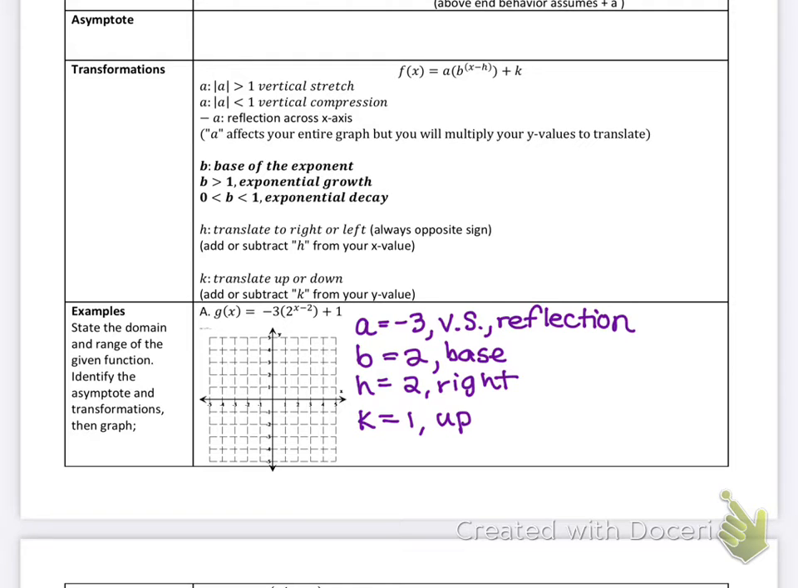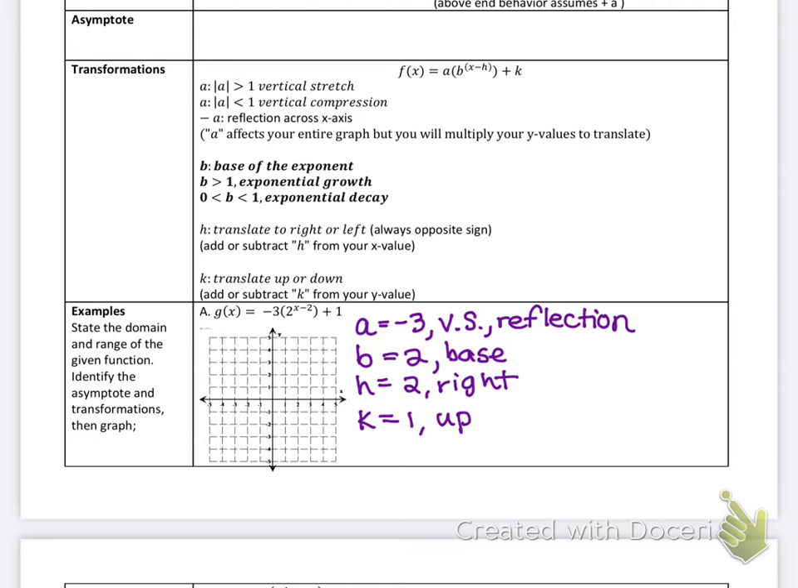Now, the different thing here is our b, which is the base of the exponent. If b is greater than 1, it's an exponential growth, which means it's going to go in an upward fashion unless there's a reflection. And if b is between 0 and 1, it's going to be an exponential decay. So let's look at example A. Just follow along with what you're seeing for this one, and then I will want you to try on your own for the next few examples on the next page, okay?